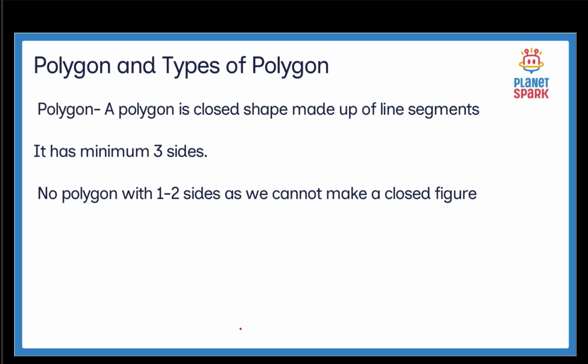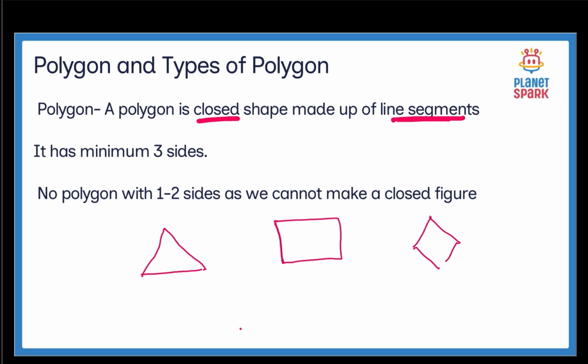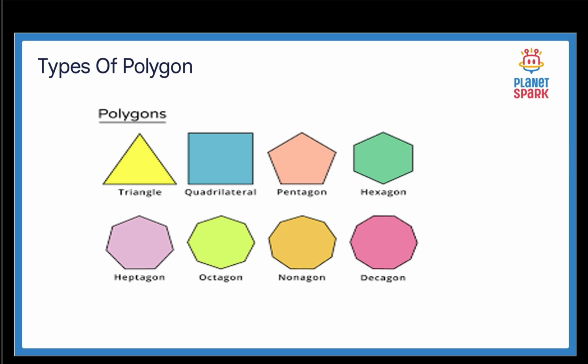A polygon is a closed shape made up of line segments. It has minimum 3 sides. A circle is also a closed shape but is not made up of line segments, so it is not a polygon. Why does it have to have minimum 3 sides? Because with one side it will be just a line, and with two sides I cannot make my figure closed. If I have two line segments, the figure will not be closed. So a polygon is a closed figure made up of line segments.